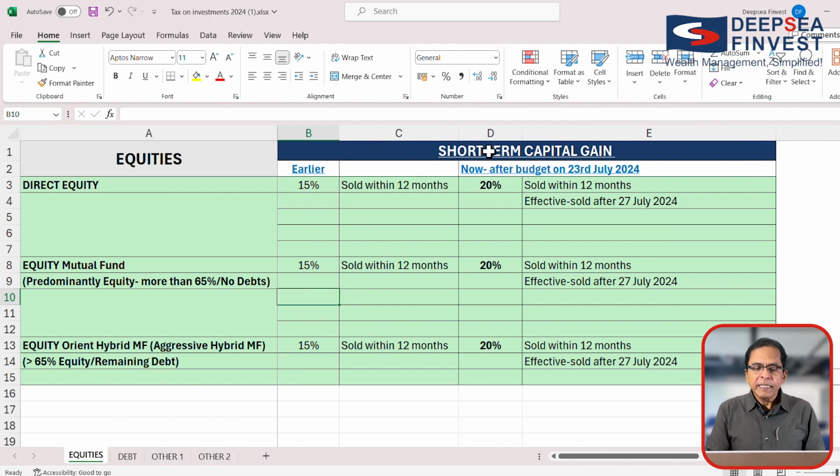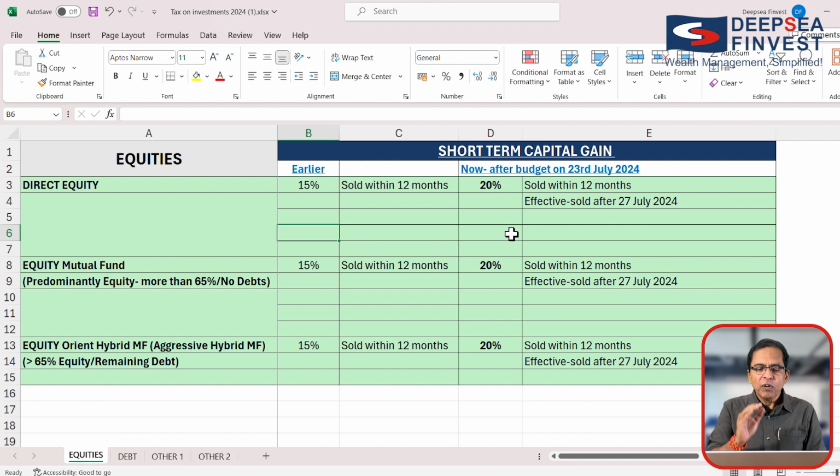Now here you can see in the Excel sheet I have also incorporated what was the rate of taxes applicable before the budget which was presented on 23rd July 2024, and also the changes which this new budget brought in. For short term capital gain, the return was taxed at 15% for investments less than 12 months. This was changed to 20% after this budget.